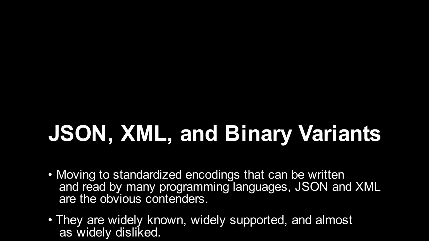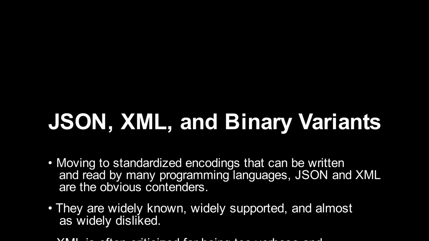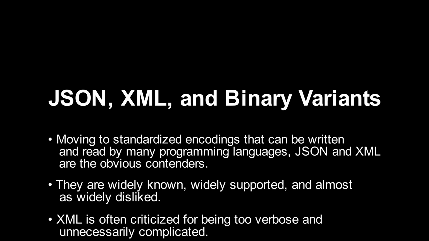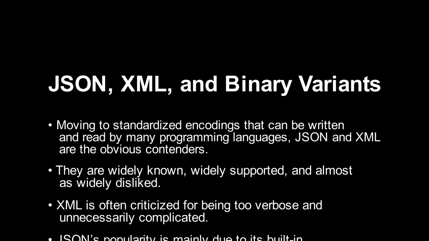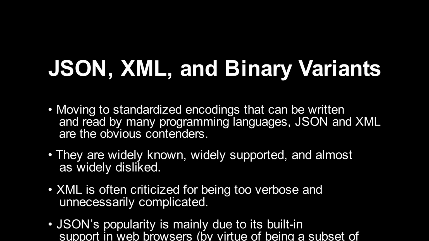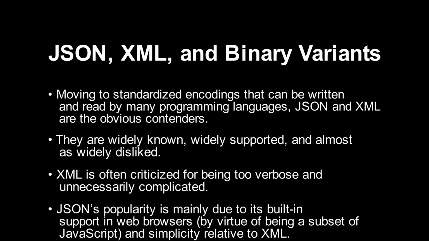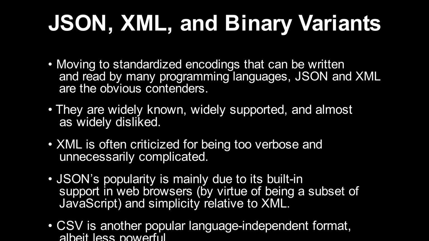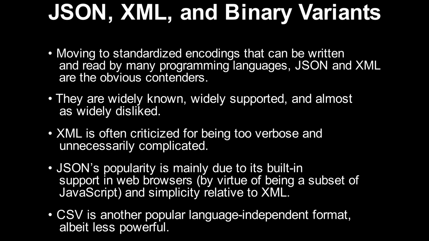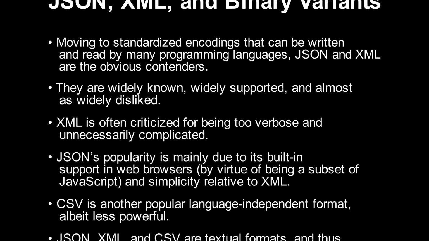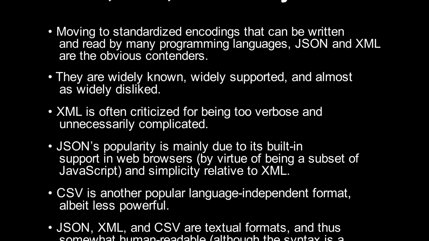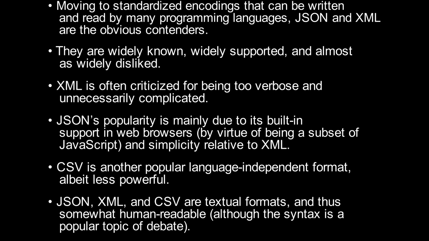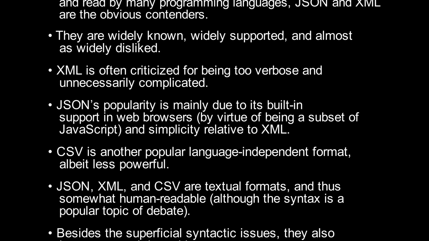JSON, XML, and binary variants. Moving to standardized encodings that can be written and read by many programming languages, JSON and XML are the obvious contenders. They are widely known, widely supported, and almost as widely disliked. XML is often criticized for being too verbose and unnecessarily complicated. JSON's popularity is mainly due to its built-in support in web browsers, by virtue of being a subset of JavaScript, and simplicity relative to XML. CSV is another popular language-independent format, albeit less powerful.